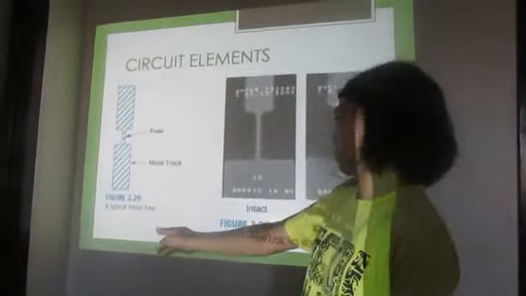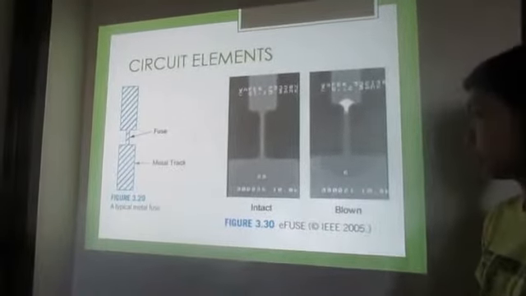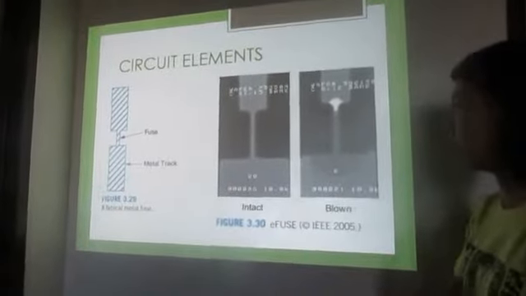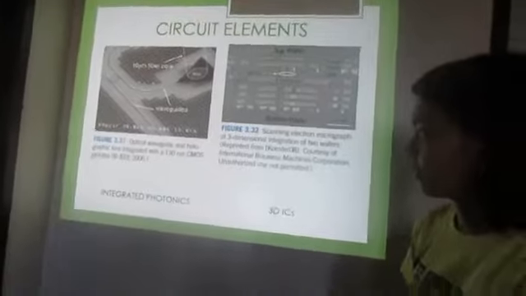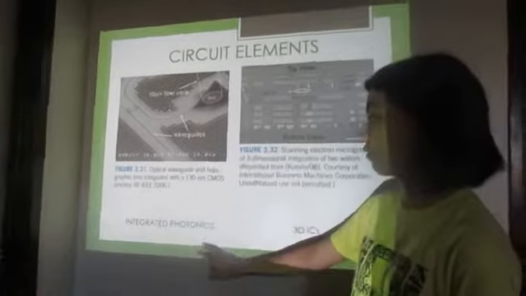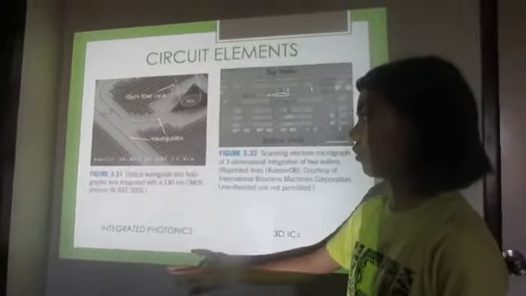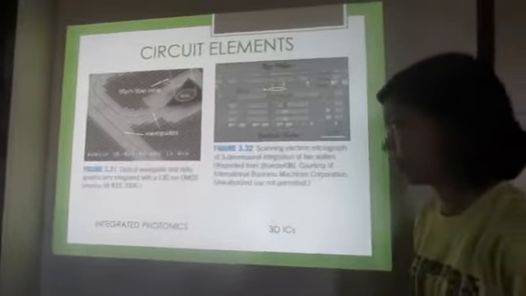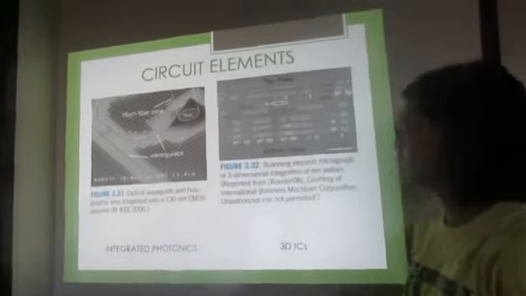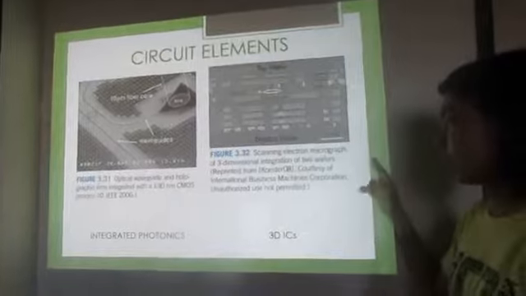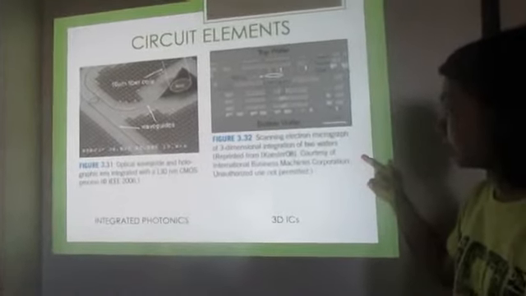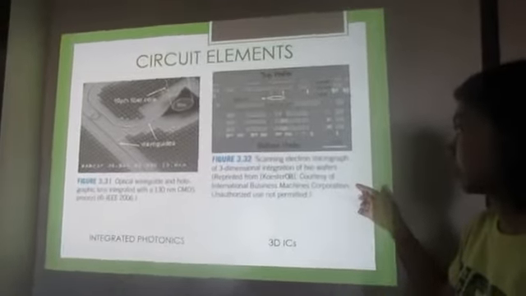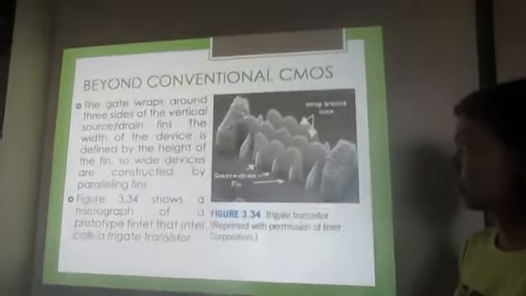A typical metal fuse and the E-fuse, the intact and blown. This is the integrated photonics, optical waveguide, and holographic lens integrated with the 130 nanometer CMOS process. And this is the 3D IC or the three-dimensional integrated circuits. Next.